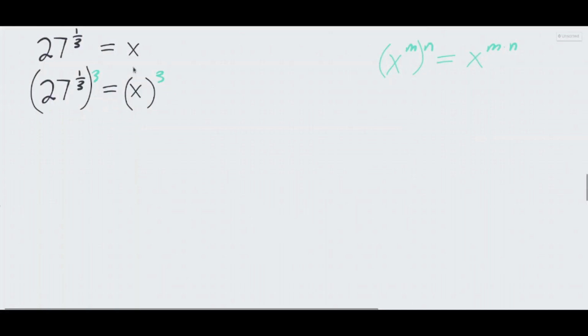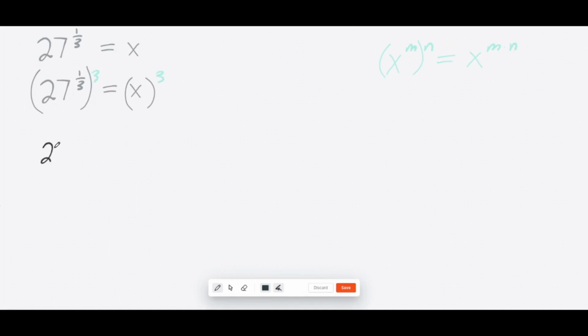And then if we sort of apply this formula, one that we proved in a previous video, on the left, and we simplify on the right, we'll end up with this: 27 raised to the power 1/3 times 3 is equal to x cubed. And then here, 1/3 times 3 is obviously 1, so we get 27 equals x cubed.